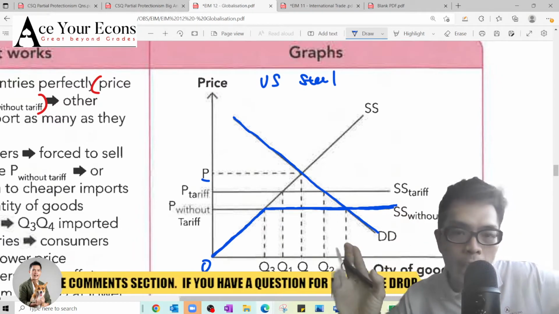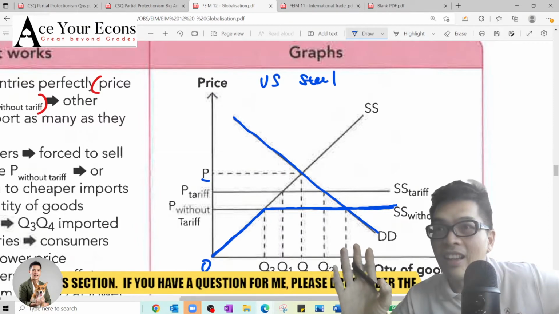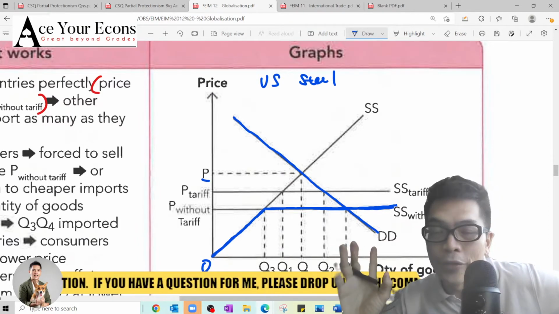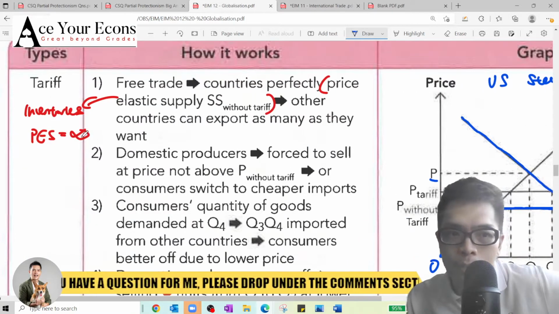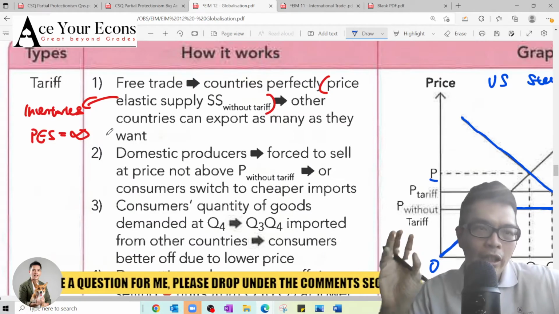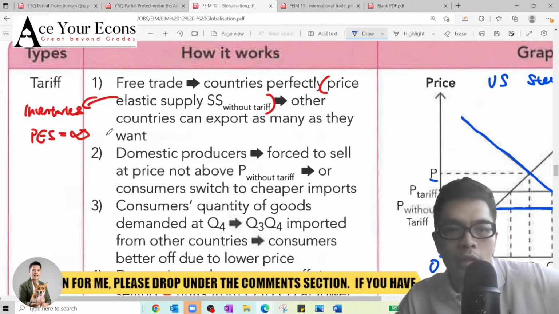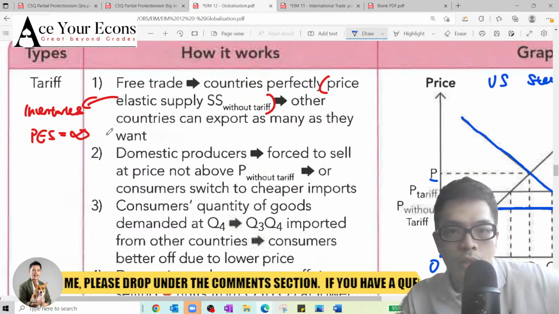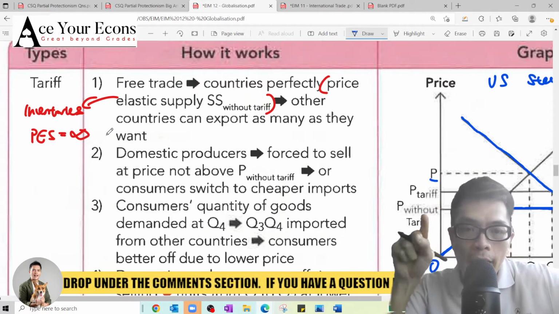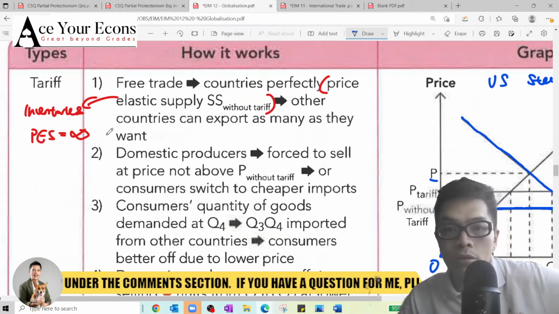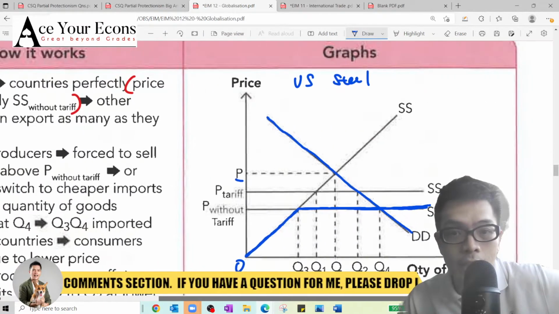This is probably the trickiest part that you need to know. Don't worry about the PES being infinity part. All you need to know is that there are sufficiently huge inventories of Chinese steel that the US can import without affecting its price. Therefore, PES is perfectly price elastic. Remember PES: I stands for inventories. It's an assumption, and this assumption has to hold.